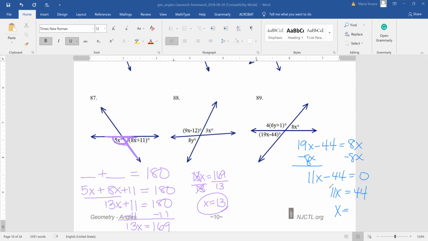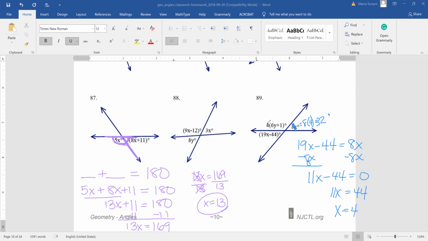Therefore, at the end of this, x is equal to 4 because I have to divide 44 by 11, and I get x equals 4. But I'm not quite done yet. I still need to solve for y. So what I'm going to do is plug 4 into this angle. 8 times 4 is 32, which means that this angle is 32 degrees total.